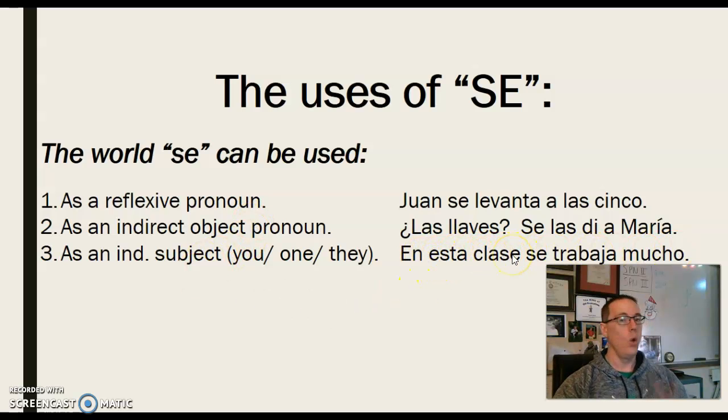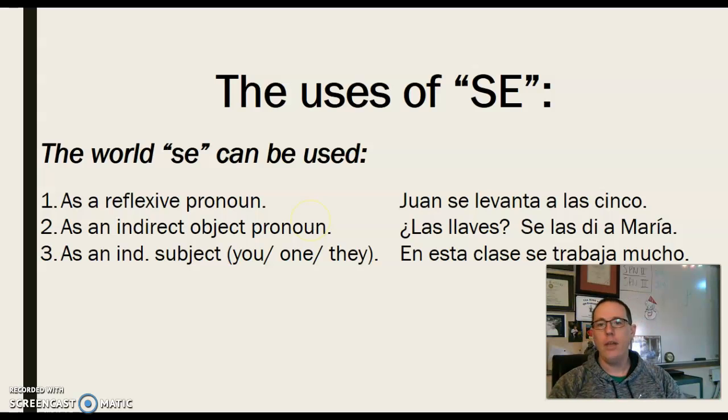In this class, one works much. They're trying to say that you've got to work hard in this class. It's like when giving a rule or a policy, or there's a sign up somewhere. You're going to say "prohibido fumar." One is prohibited to smoke here, okay? It's like a no smoking sign. So those are your 3 basic uses of the word "se."